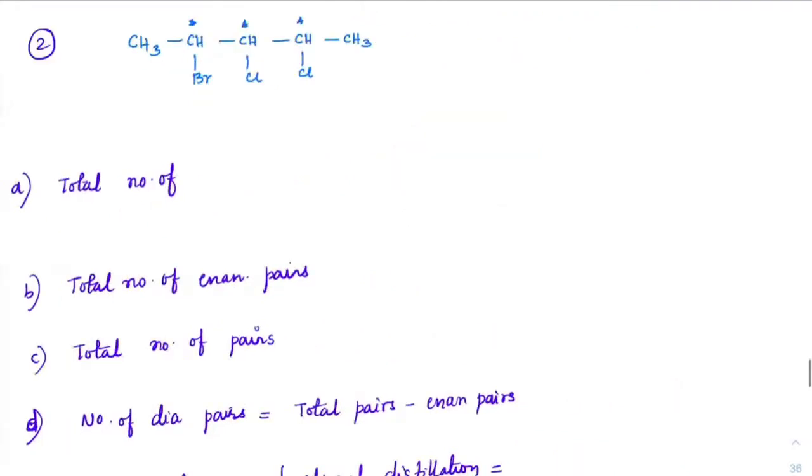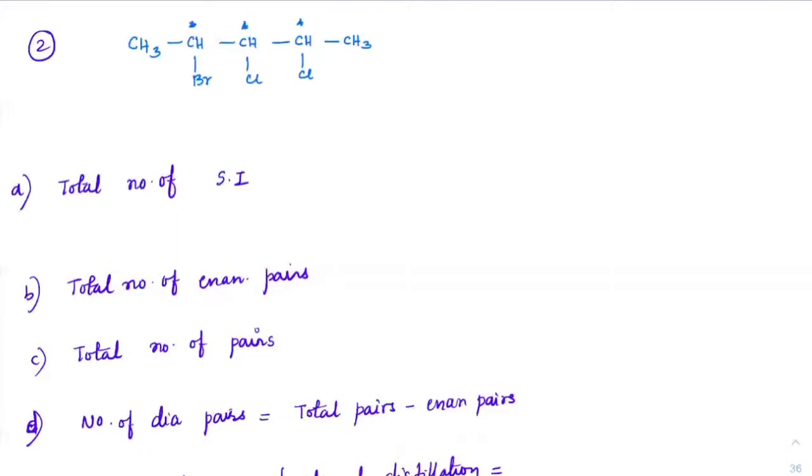Try this. First one, number of stereoisomers. Second, number of enantiomeric pairs. Next, number of pairs, number of diastereomers, number of fractions. Sir, total number 8. Total number 8, because n is 3. Enantiomeric pairs 4. Power of 3, 8. Enantiomeric pairs 4. Please write all of them properly, show it.